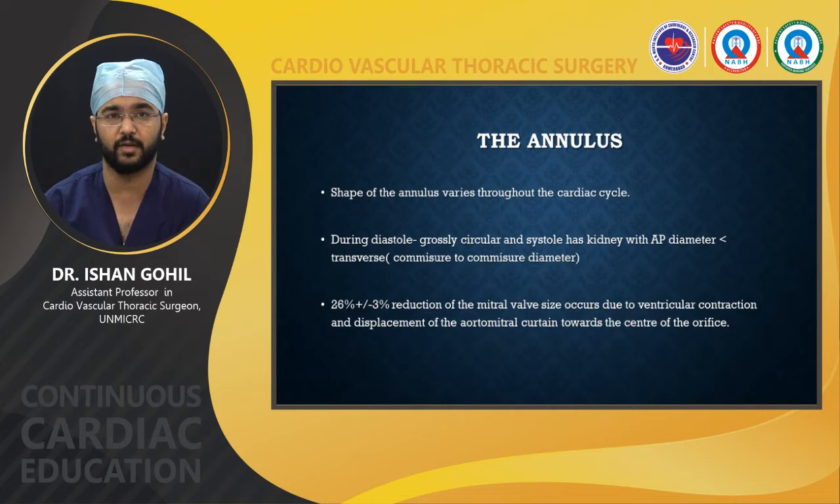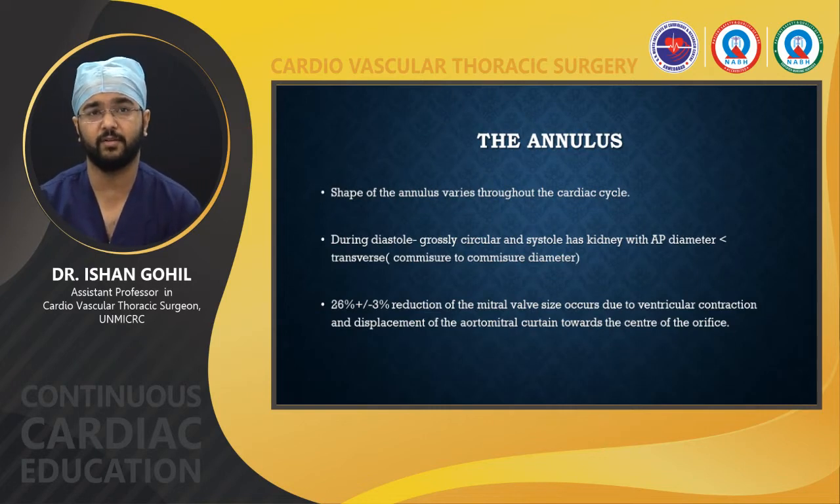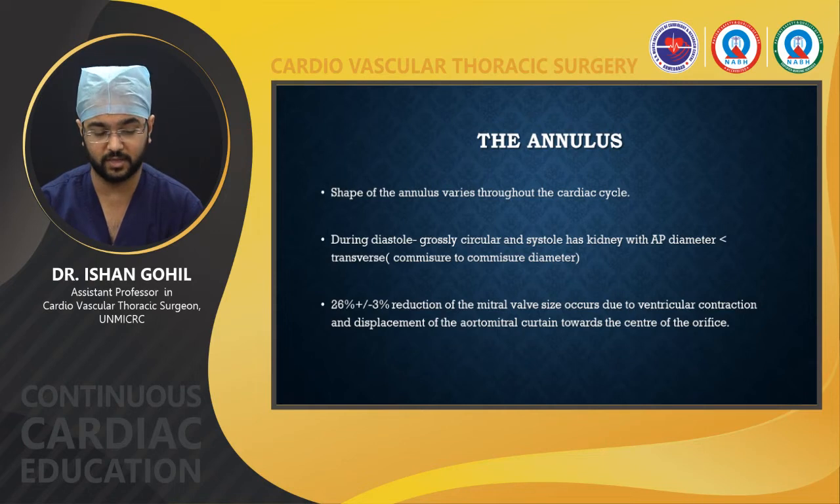The annulus of the mitral valve. The shape of the annulus of the mitral valve changes throughout the cardiac cycle. During diastole, it is grossly circular, and in systole, the AP diameter decreases more than the transverse diameter, hence it becomes D-shaped. And there is a reduction of almost 25 to 30% during the systole of the heart, the reduction of the annulus and the valvular surface area.